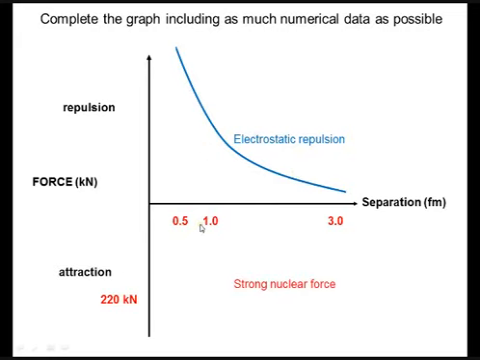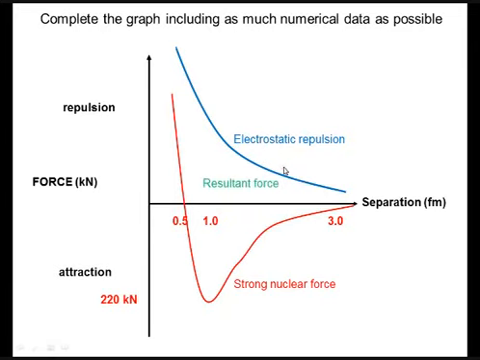We've got the strong nuclear force. Well, remember all the things that we've just said about this. Below half a femtometer, it's repulsive. Once you go past half a femtometer, it becomes attractive, down to about 1, where it's most attractive. And then once you go past about 3, then the force becomes very, very small. And then what's important, of course, is the overall force, the resultant force. So if we draw the resultant force, then the graph looks something like this.